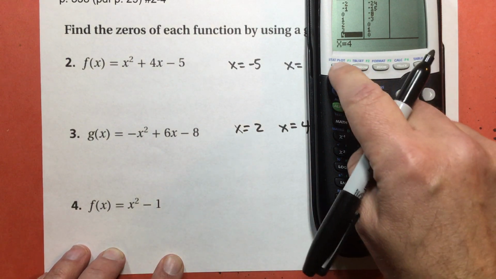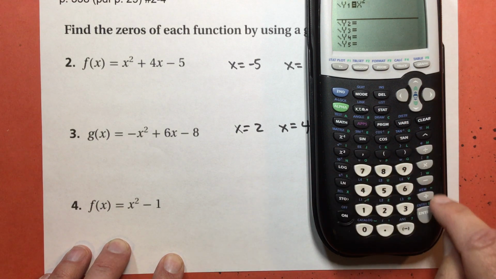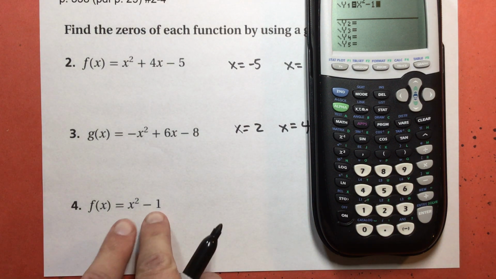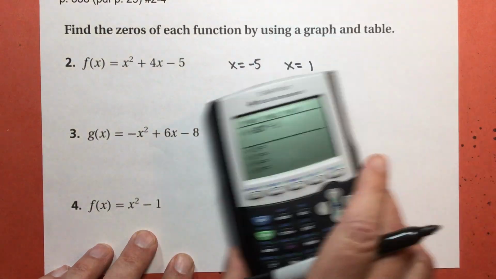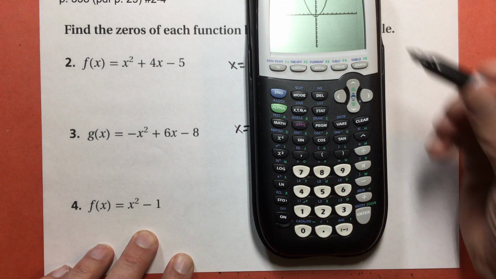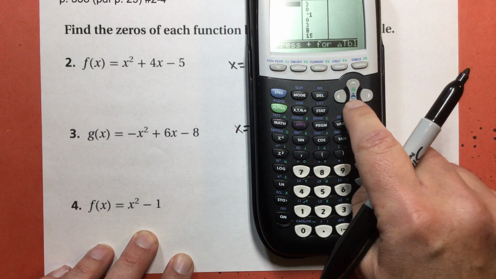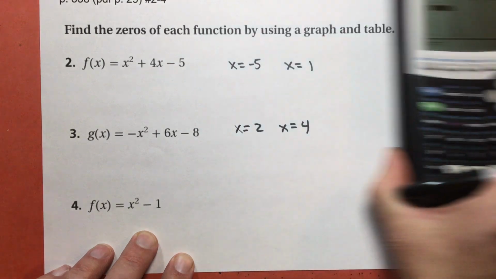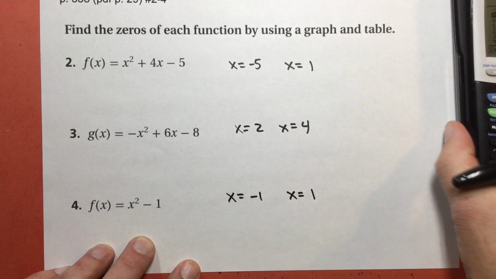Finally, clear, x to the second power, subtract 1. I would like to draw your attention to the fact that this is a difference of 2 squares. Think about that, but we're going to follow what the directions say. So I'm going to graph it. So it looks like it crosses about right here and about right here. Let's look at the table. There's my 0, and there's my other 0. The zeros are +1 and -1. So x equals -1, x equals +1.